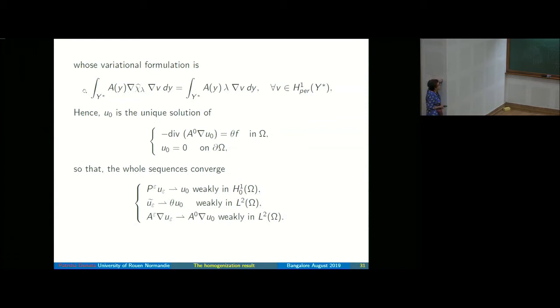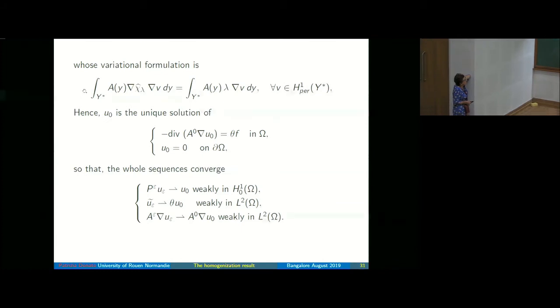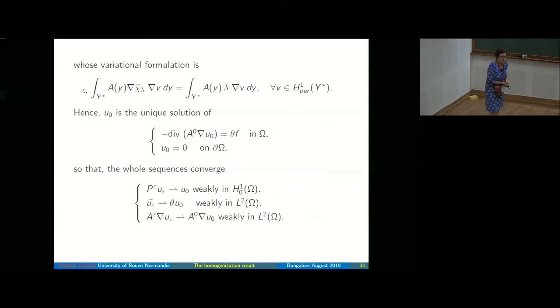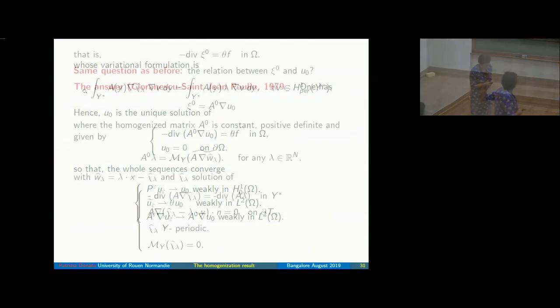Okay, hence the whole sequence converges, so that P epsilon u epsilon converges to u0 weakly in H10 of omega. The zero extension converges weakly to theta u0, and also xi epsilon, which is this one, converges to xi0 weakly in L2 by construction. And this quantity, which is called the momentum, is also an interesting physical quantity in the problem.